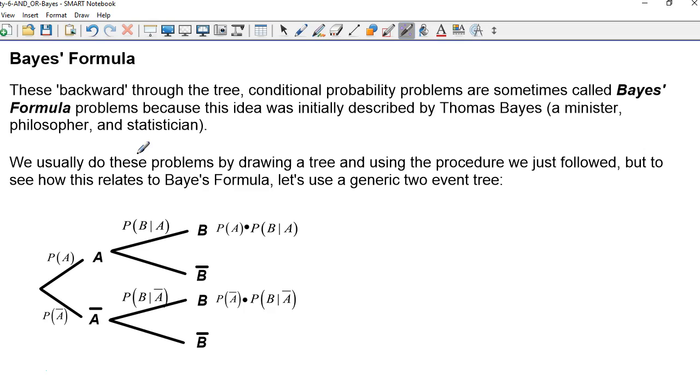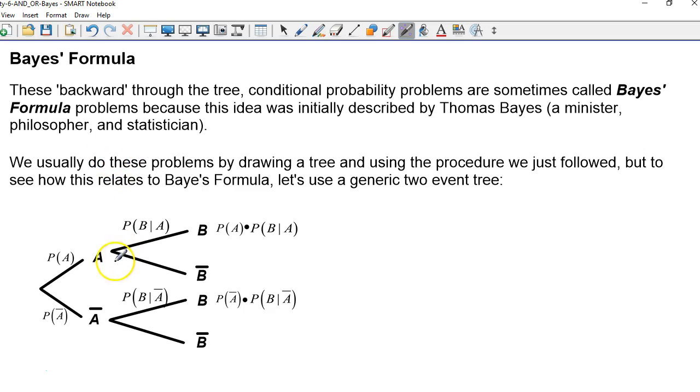Okay, these backwards through the tree conditional probability problems are sometimes referred to as Bayes formula problems, because the idea was initially described by Thomas Bayes, who was a minister, a philosopher, and also a statistician. We usually do these problems by drawing a tree and using the procedure we just followed, but to see how it relates to the formula, we could put generic events in here without any probability numbers filled in and develop the formula that's presented as Bayes formula.